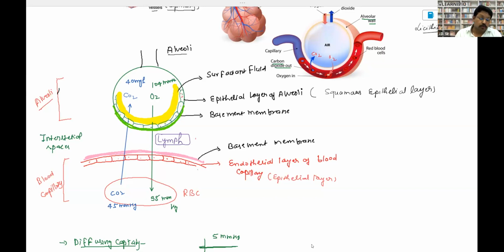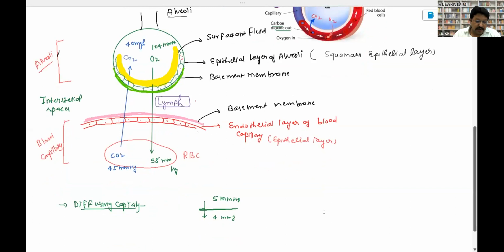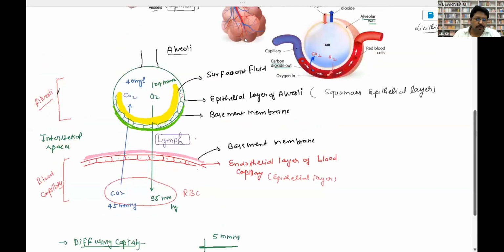So this is a question asked multiple times. After the class, please note it down in your notebook, right? Because multiple times the question has been asked, either from this lecithin. Once I have seen a question from lecithin, the surfactant. The question has been asked on the partial pressure of CO2 and O2 from here, right?